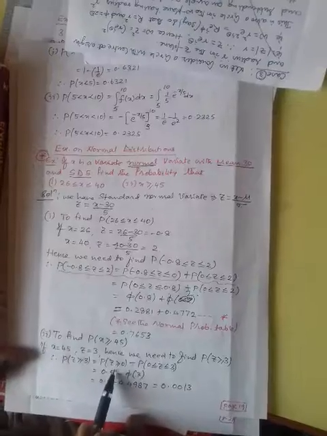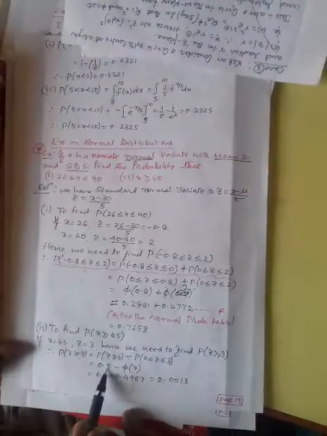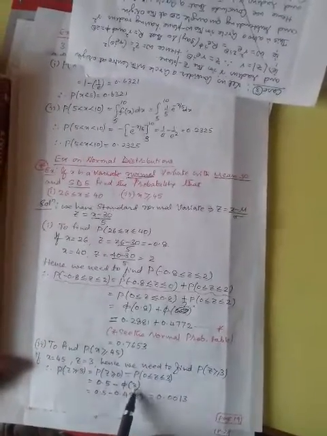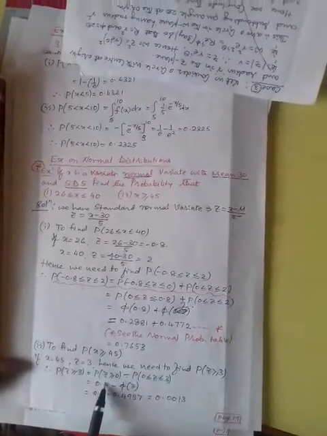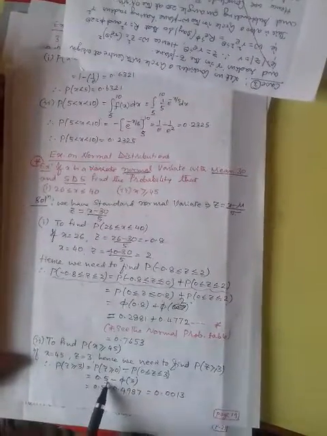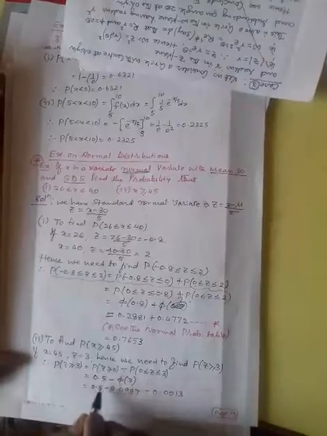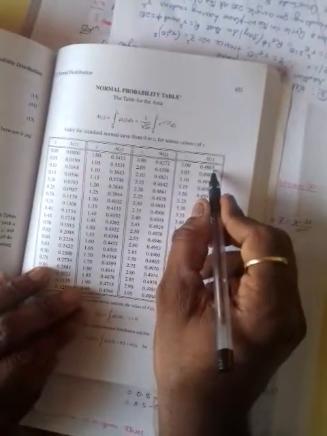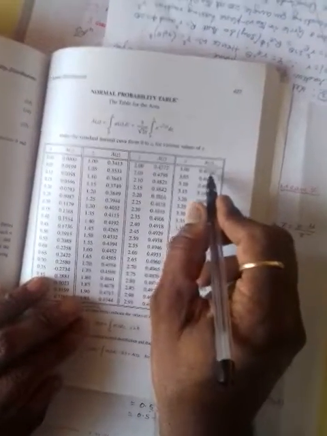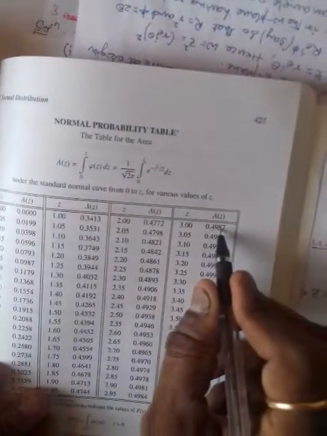Again, following the same procedure, P of z is greater than or equal to 0 means what? It is always 0.5 minus phi of 3. Refer to this, it is very important, it is a fixed one: 0.5 minus phi of 3. What is phi of 3? Again from the normal probability table, 0.4987. Therefore, the subtraction will be 0.0013. Next, go for the next example.